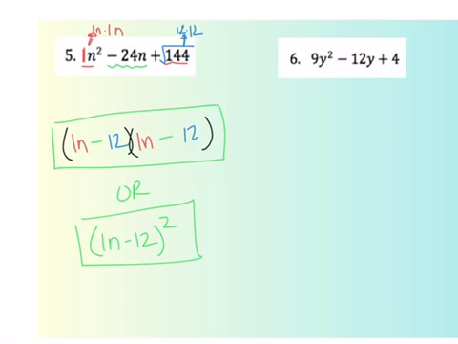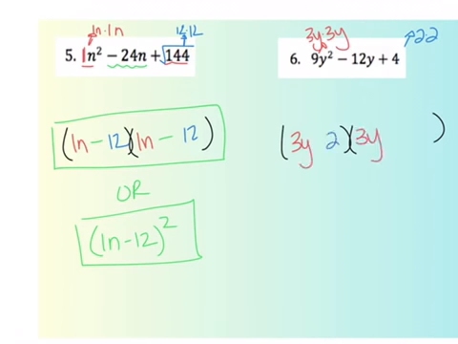So example number 6 here then, again, go through your steps. Is there a GCF that I can take out? In this situation, there is not. So now I'm going to go to, are A and C perfect squares? They are. I know that I can rewrite a 9y squared as a 3y times a 3y, and a 4 as a 2 and a 2. So in my factors, I'm going to have 3y and 3y, and I'm going to have 2 and 2.